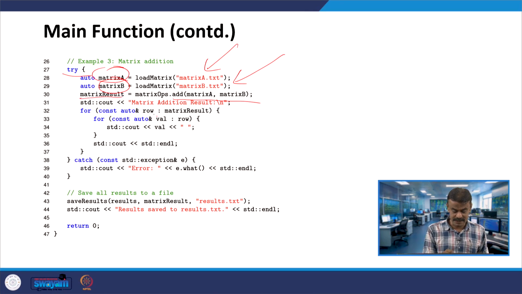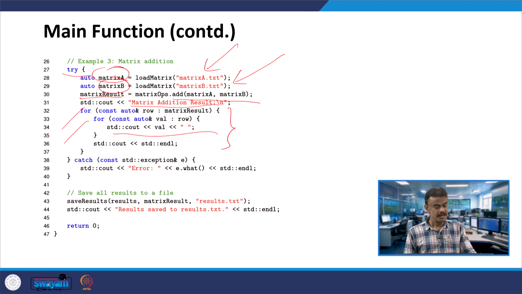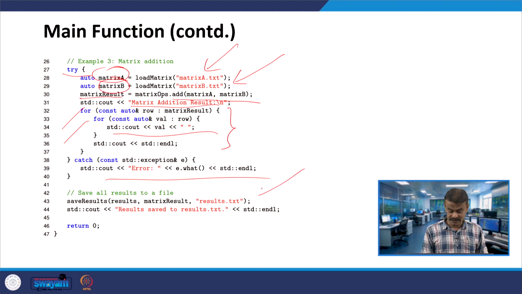So, matrix addition result. So, a range for loop over matrix row and column, and then you are printing that value. So, this you are doing, printing the matrix. In case of any problem reading the file, it will throw the exception, and the exception will be caught here. So, now you are doing the save results, you are calling save results. You are passing results, matrix result, and results.txt. So, it will store it in the results.txt file.